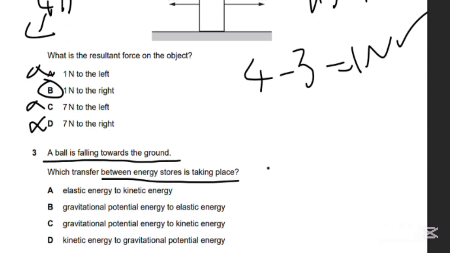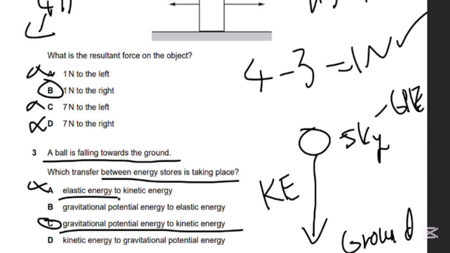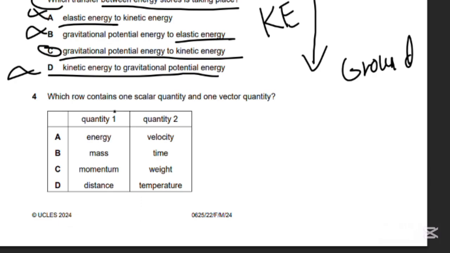Okay, a ball is falling towards the ground. Which transfer between energy stores is taking place? Say the ball is at the sky here and this is the ground. As the ball goes down from sky to ground, at the sky it has gravitational potential energy, GPE, and as it falls down it gains kinetic energy. So it's from gravitational potential energy to kinetic energy. It will not be elastic, because there's no mention of a string or anything. Kinetic energy to gravitational potential energy is also wrong, because it's first from GPE to KE.